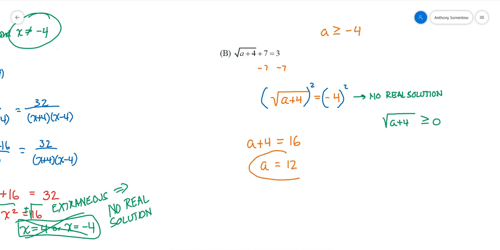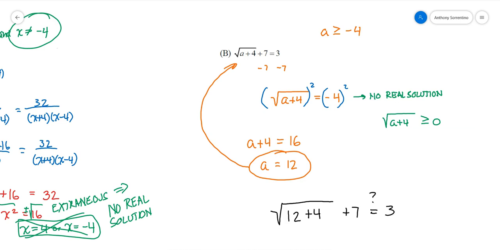And you're saying, well, wait a second, Mr. Sorrentino, this is a number. It's certainly greater than or equal to negative 4. What's wrong with it? Well, here's what's wrong with it. I'm going to go back to the original equation. I should always be doing this anyway. I should be checking my work on any equation I solve to make sure that the answer I get works. If I do the square root of a, which now we're saying is 12, plus 4 plus 7, if it's an answer, it should equal 3.